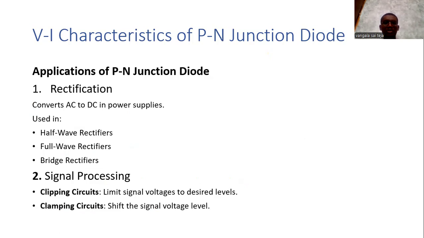Applications of PN junction diode. Rectification converts AC to DC in power supplies using half-wave rectifier, full-wave rectifier, and bridge rectifier. Signal processing: clipping circuit, which limits signal voltage to a desired level, and clamping circuit, which shifts the signal voltage level.